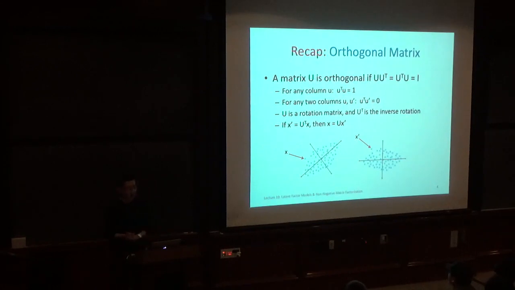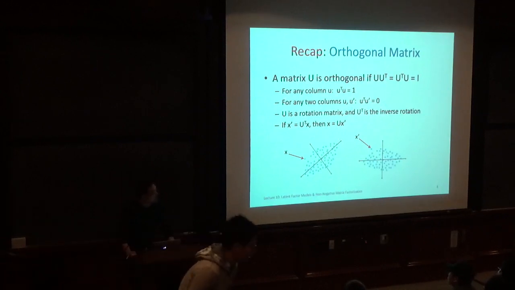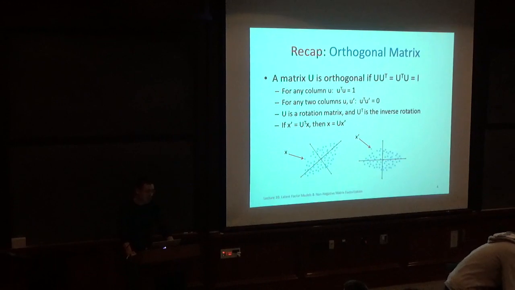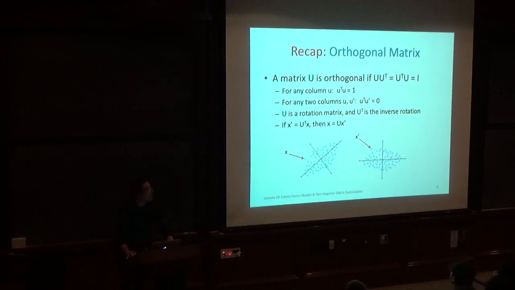So just to recap, an orthogonal matrix, U, for now assume U is a square matrix, D by D, where D is the dimensionality of your data. A matrix U is orthogonal if U U transpose is equal to the identity, and if U transpose U is equal to the identity. What that implies is that for any individual column of U, the norm is 1, which means that it's a unit vector.